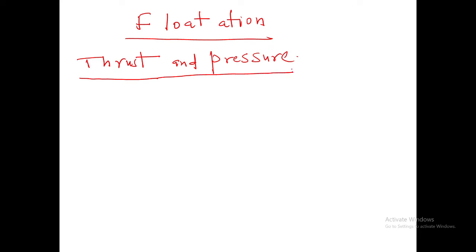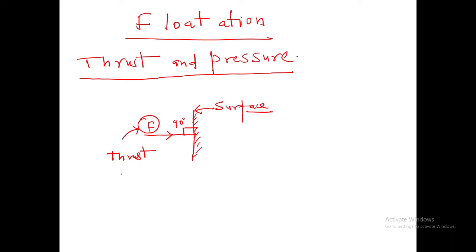So the thrust, the net force acting on an object perpendicular to the surface is called thrust. Suppose this is a surface, right? And you are applying force on this in this manner so that force is 90 degrees to the surface. So this is known as thrust. In this case this force will be said to be what? Thrust. So if force is at 90 degrees from the surface, then it will be said to be what? Thrust.